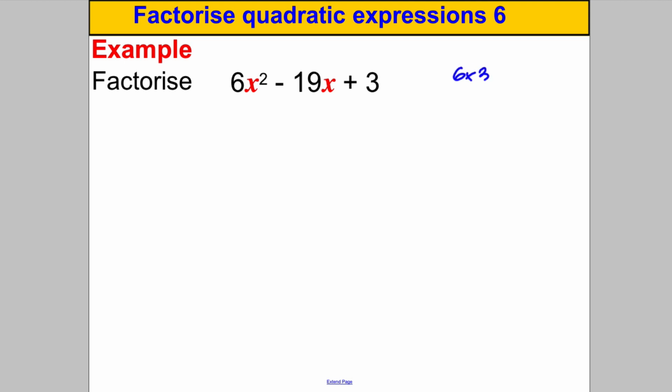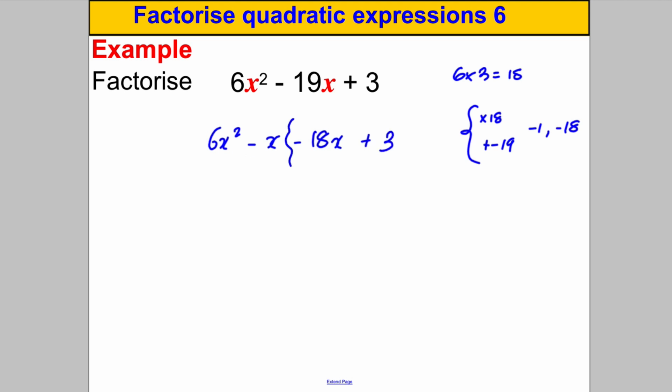6 multiplied by 3 is 18. Ask yourself this question. Can you think of two numbers that multiply up to 18 and add to negative 19? I can, negative 1 and negative 18. So I'm going to break this up. I'm going to write 6x squared. I'm going to subtract 1x, which I'll just write as x, subtract 18x, add 3.